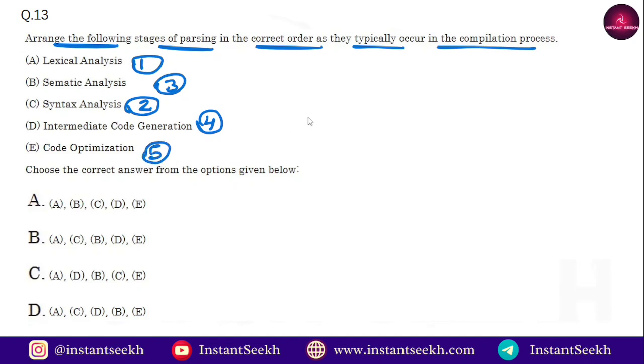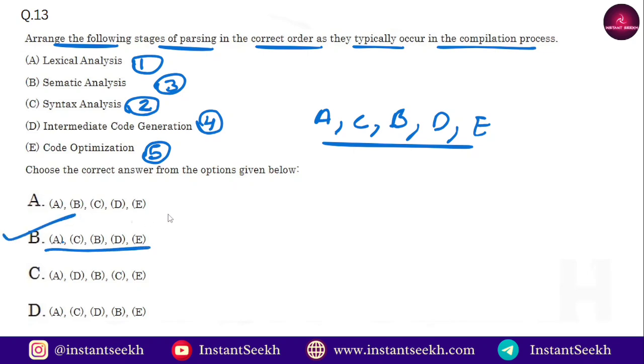So your correct pattern will be option A, lexical analysis, then option C, syntax analysis, then option B, semantic analysis, then option D, intermediate code generation, and then option E, code optimization. Correct pattern is A, C, B, D, E. So which option follows this? Option B follows this, that is your right answer. Answer B is your correct answer. Let's move on to the next.